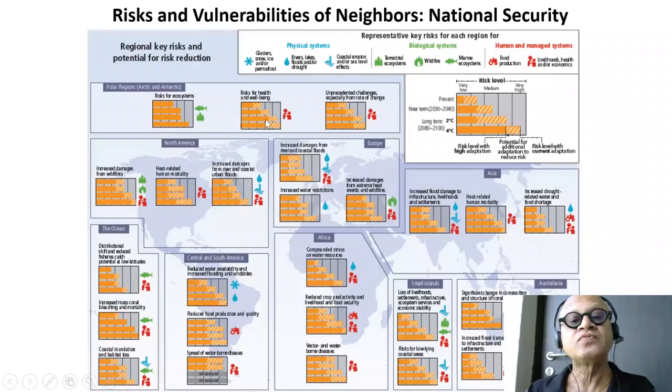Okay, so many detailed plans exist, and in North America, you can see that each system has some room for additional risk reduction. For example, here, increased damages from wildfires, heat-related human mortality, increased damages from river, coastal, and urban floods.